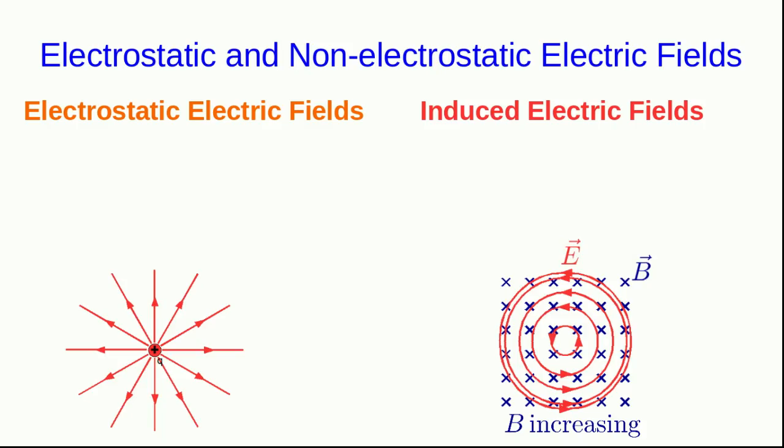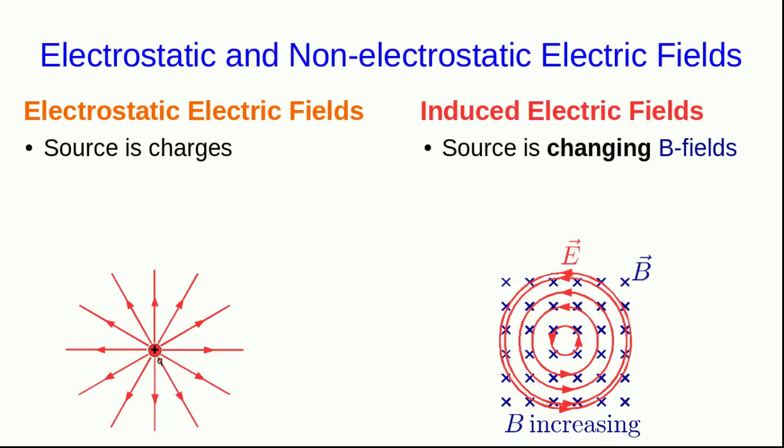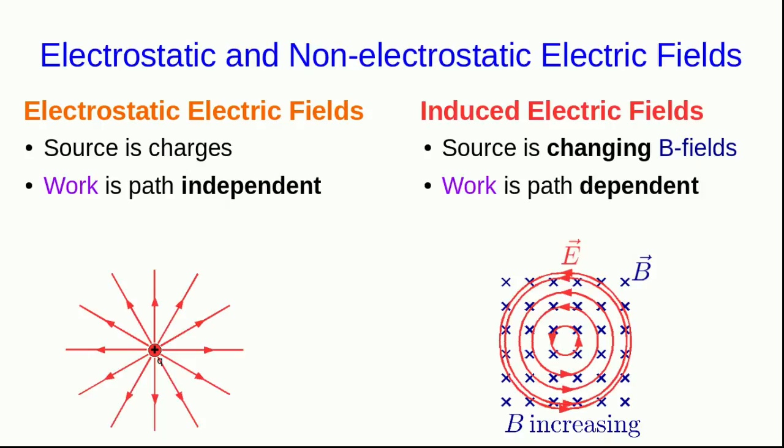So what we're seeing here is that we have two kinds of sources for electric fields, and they result in fields with fundamentally different properties. We've seen that when the source of a field is a charge, we get what we call electrostatic fields, whereas induced electric fields are produced by changing magnetic fields. The work by electrostatic electric fields is path independent, but the work by induced electric fields is path dependent.